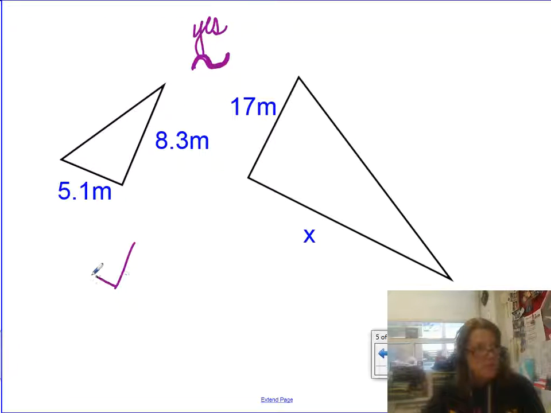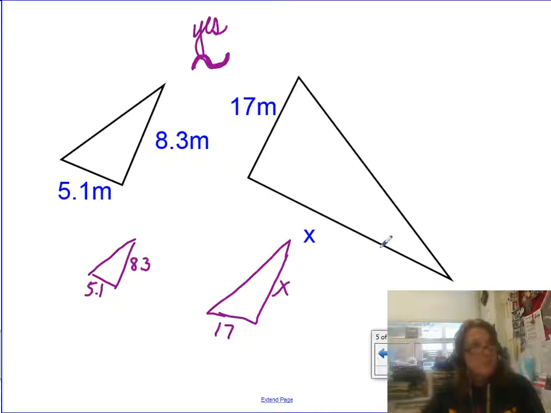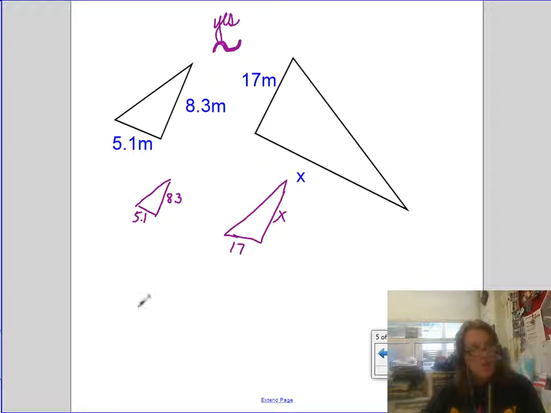What I mean is, I've got this triangle, and I'm going to leave this one the same. This side was 5.1 meters, and this side was 8.3 meters. But I've got to take this other triangle and turn it this way, because I can't turn things in my head. If I do this, then I have become a rock star and I can set up my proportion.